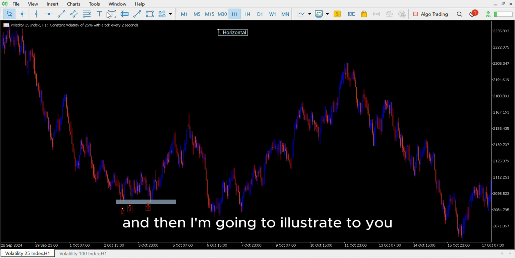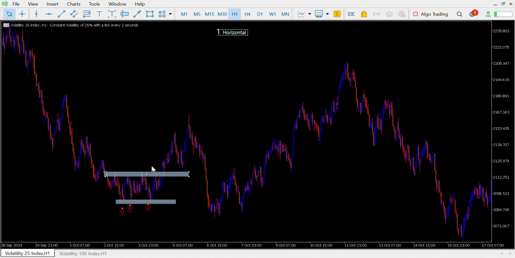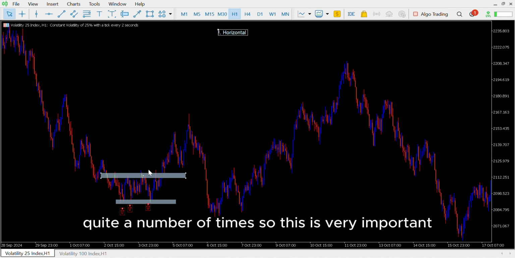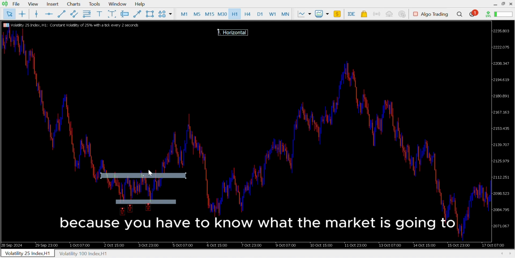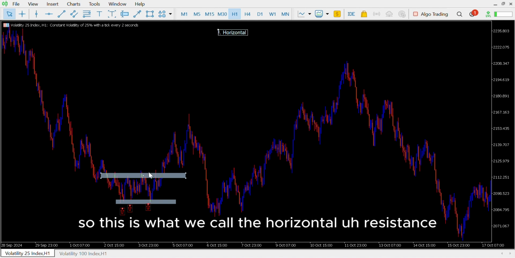And then I'm going to illustrate to you a horizontal resistance. So these notes are very important because they help you to understand. As you can see, the market failed to break to the upside quite a number of times. So this is very important because you have to know what the market is going to do the next time it reaches that point. So this is what we call the horizontal resistance.